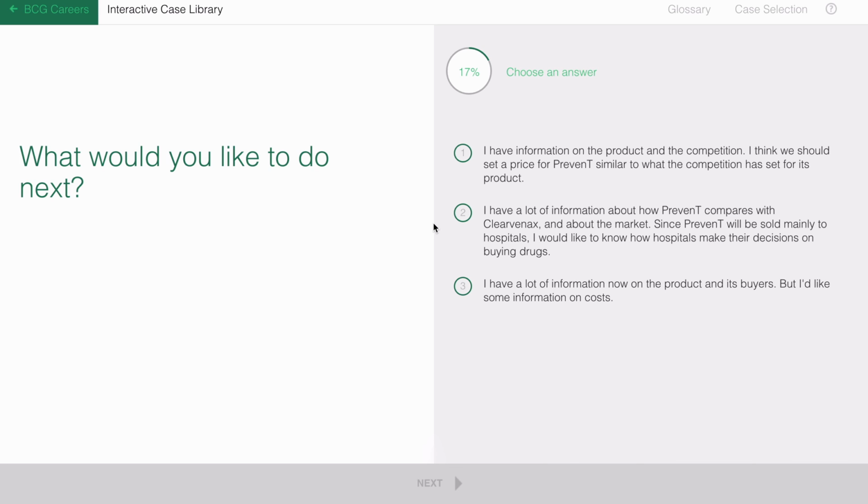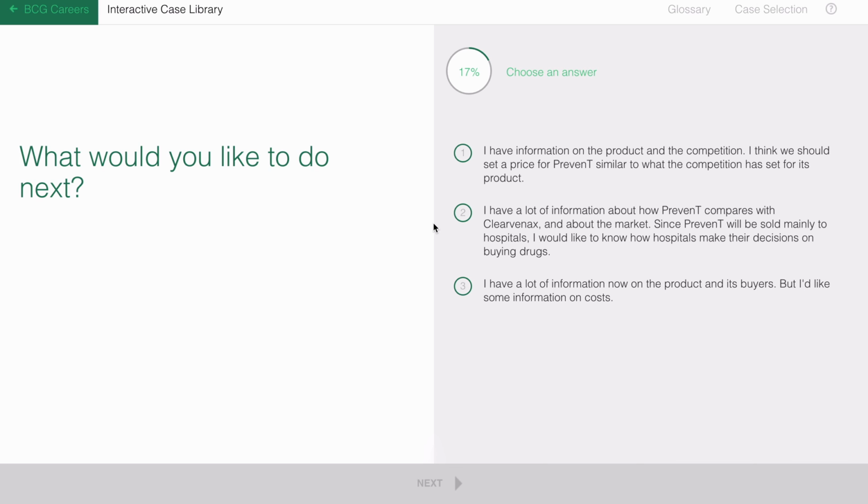Answer choice 2 says, I have a lot of information about how PreventT compares with Clearvanax and about the market. Since PreventT will be sold mainly to hospitals, I would like to know how hospitals make their decisions on buying drugs. Okay. Seems like a reasonable ask, right? If you understand how hospitals make their purchasing decisions, then you can come up with a price that accommodates their rationale or motivations for buying the drug.